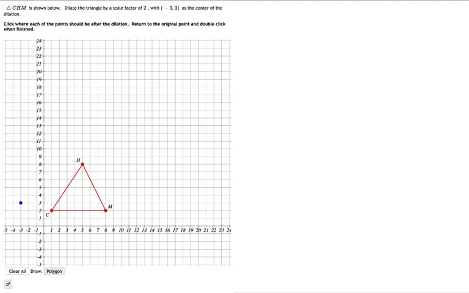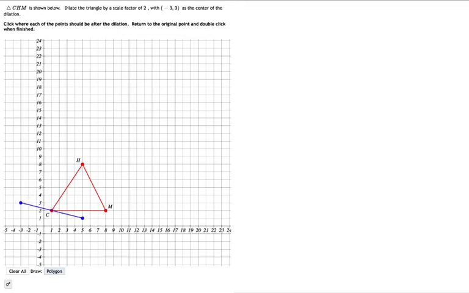So to get to the first point, if I'm trying to get to point C, I'm going to be going down 1 and right 1, 2, 3, 4. Our scale factor is supposed to be 2, so we have to go double that. So down 2, right 1, 2, 3, 4, 5, 6, 7, 8. That would be where C prime would be.